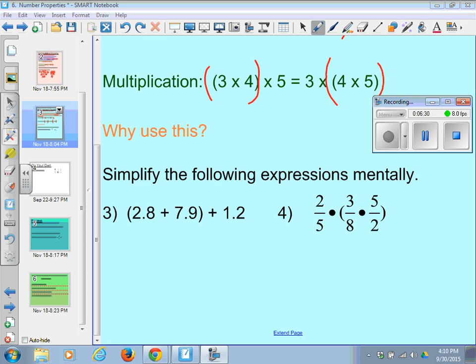We have 2.8 plus 7.9 plus 1.2. Well, we're going to think in our heads, is there an easier way to group these that may make mental math easier for me? For this one, we say yes. I can make it easier by having 2.8 plus 1.2 by using our associative property to associate two different numbers, guys, not letters or words.